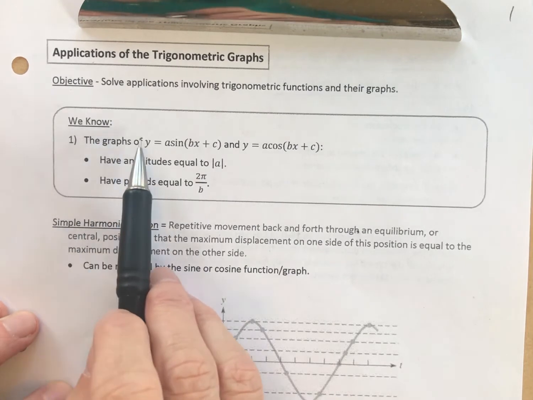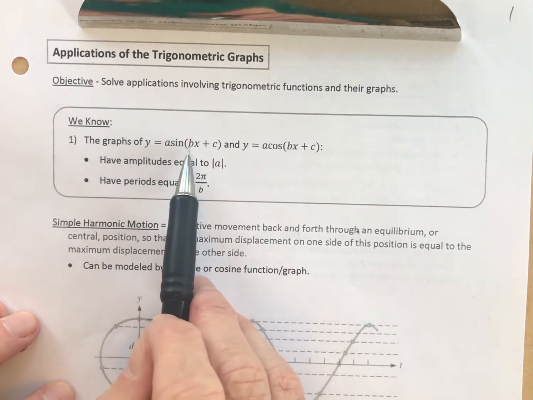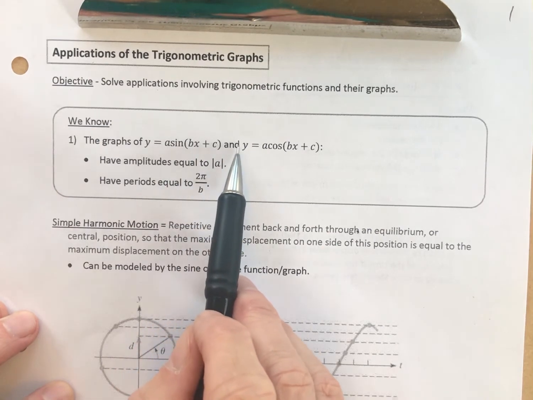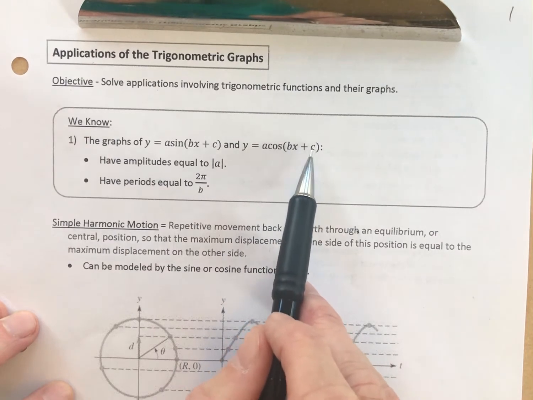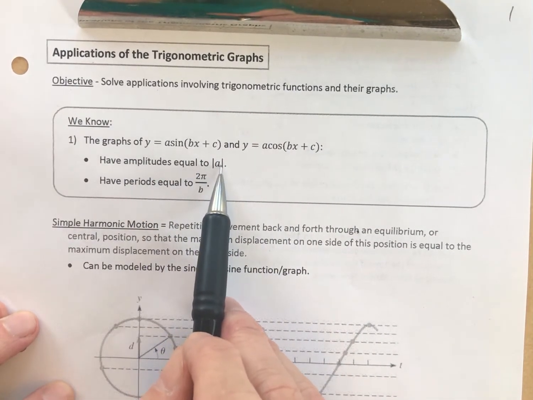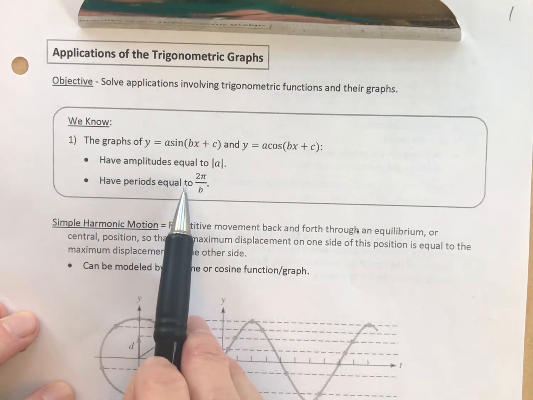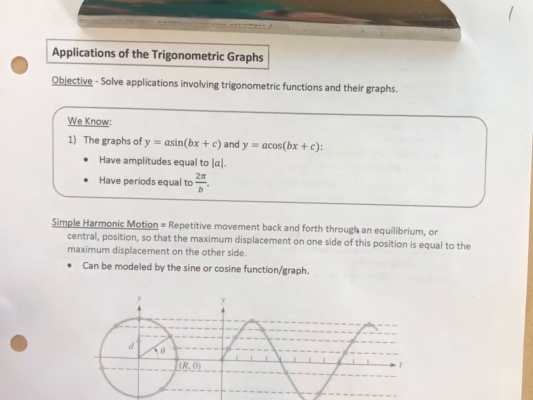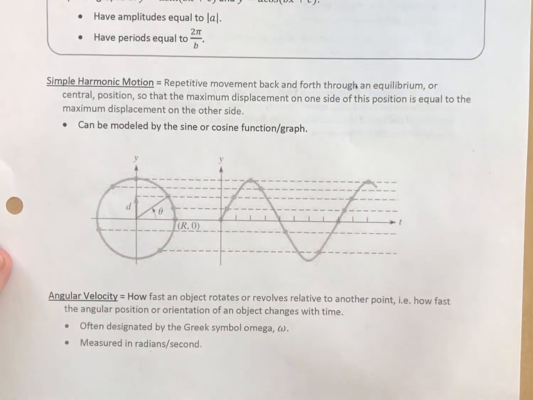Well, we know that the graphs of y equals a sine of b of x plus c and y equals a cosine of b of x plus c have amplitudes equal to the absolute value of a, the coefficient, and have periods equal to 2 pi over b. And we're going to focus on motion.